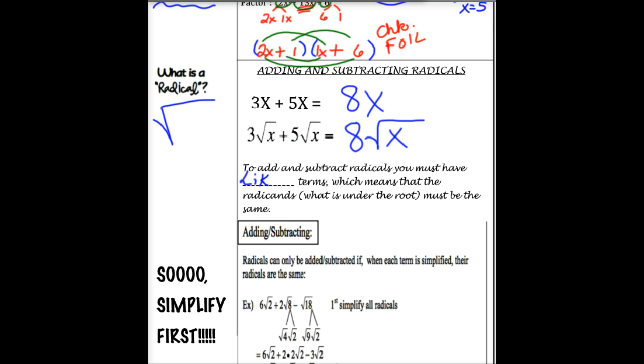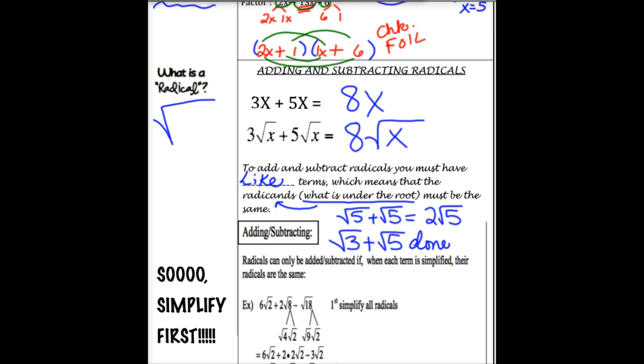And in the world of roots, what that means is what's under the root, fancy name for that is called a radicand, sounds kind of weird, has to be the same. So watch. I can say root 5 plus root 5 can be added up, but it is not root 10. It's 2 root 5s. However, a root 3 plus a root 5 cannot be added up. It's done. It's kind of like you're trying to add an x and a y together. You can't. They're not the same thing.